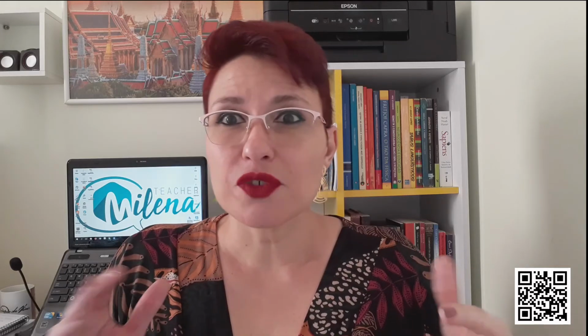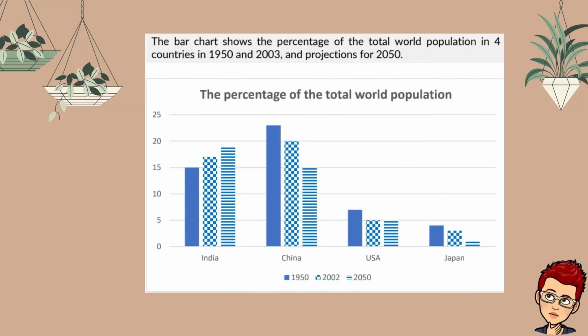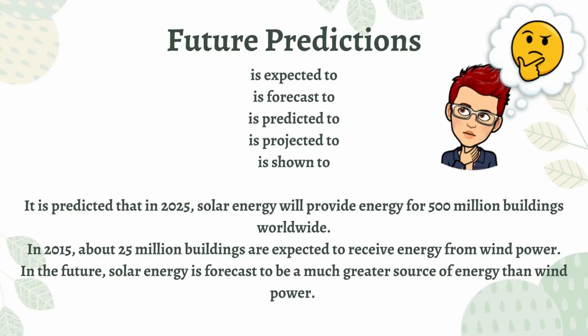So far, we have checked data that looked at the past. However, there are times when the question will contain future predictions, like the following graph. As there's no guarantee that these predictions will come true, we cannot use grammar structures like will or going to to describe them. Be careful when talking about these predictions. Instead, we must use phrases like this: is expected to, is forecast to, is predicted to, is projected to, is shown to.